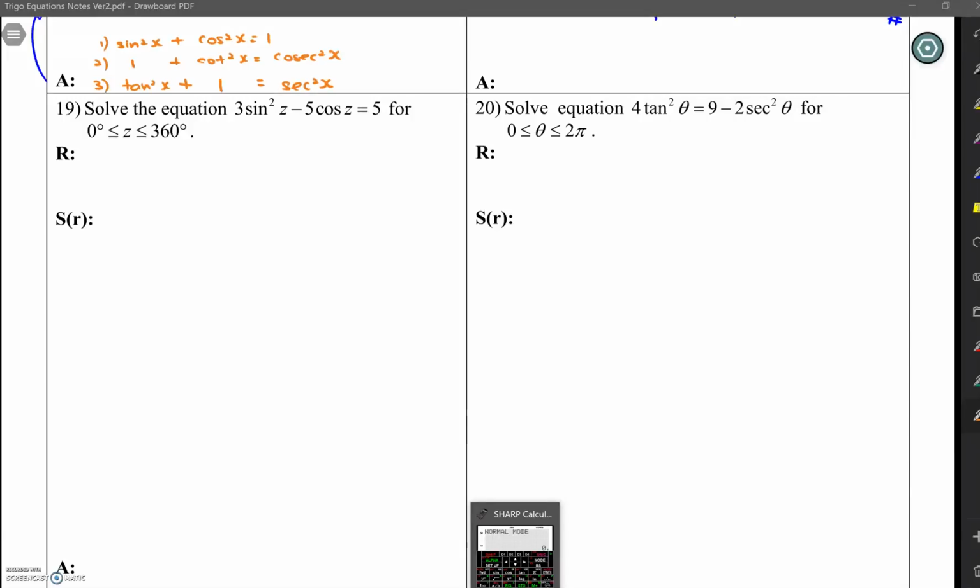Okay, now we are at question 19. I hope you have tried it. So, okay, question 19, you see that it's again an identity question. Now you have 3 sine square z minus 5 cos z equals to 5.